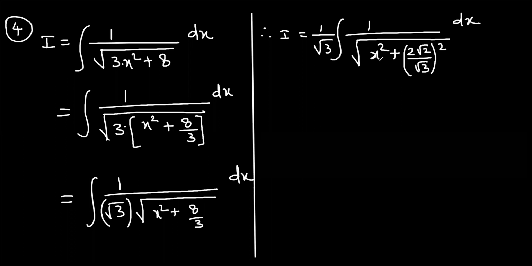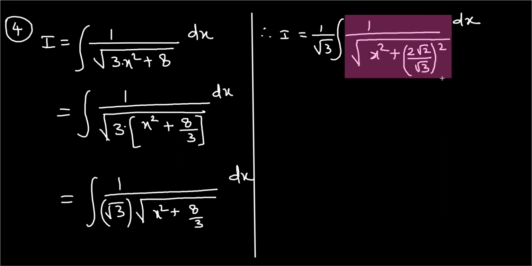Now I can say I have the result 1 over square root of variable square plus constant square. I have the result 1 over square root of variable square plus constant square. So therefore I equals to 1 upon root 3, and here we will apply the theorem.